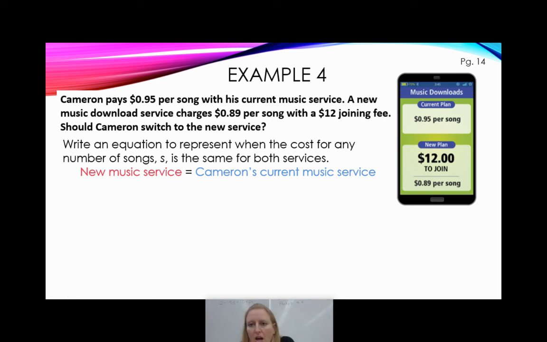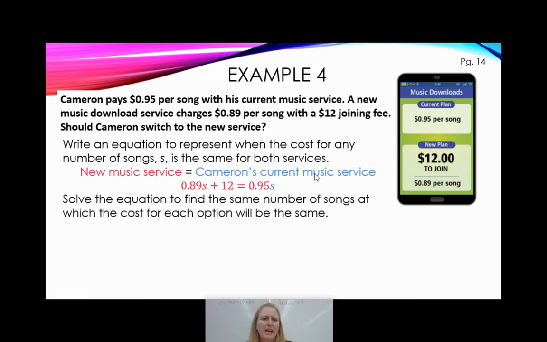Well, all right then. I know that Cameron's current music service, and sorry that the colors went a little off here, is 95 cents per song, so 0.95 times S. I know the new service is 0.89 times S plus that $12 fee. So here's my new music service, 89 cents per song plus the $12 joining fee. And I want to know when that's equal to what the current service is, which is 95 cents per song. So let's solve it, right? So we're going to solve the equation to find the number of songs at which the cost for each option will be the same.